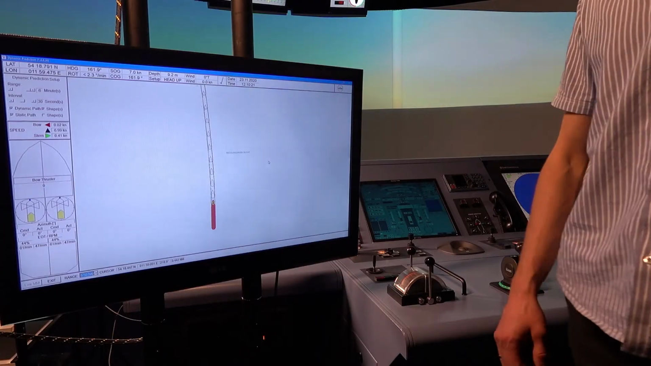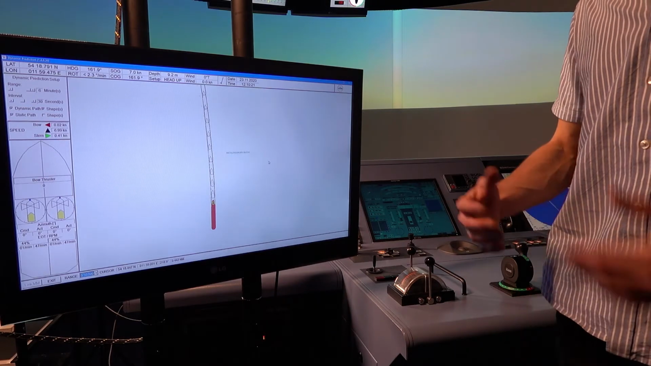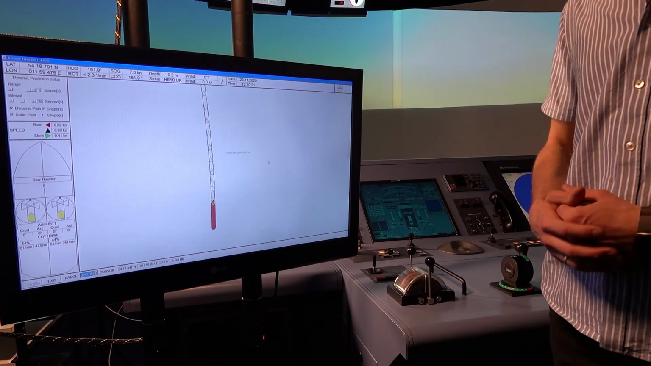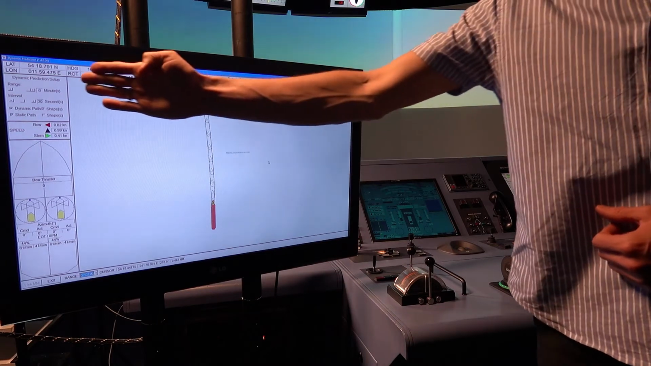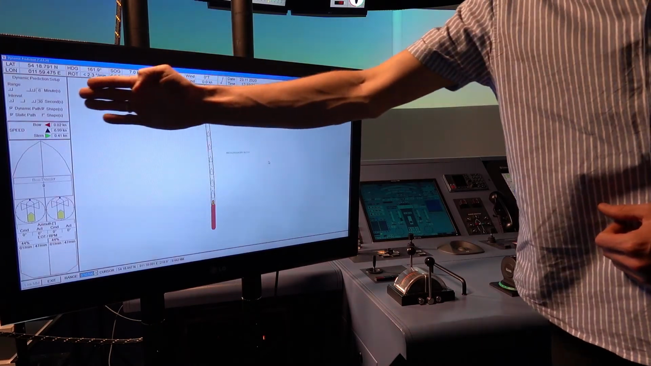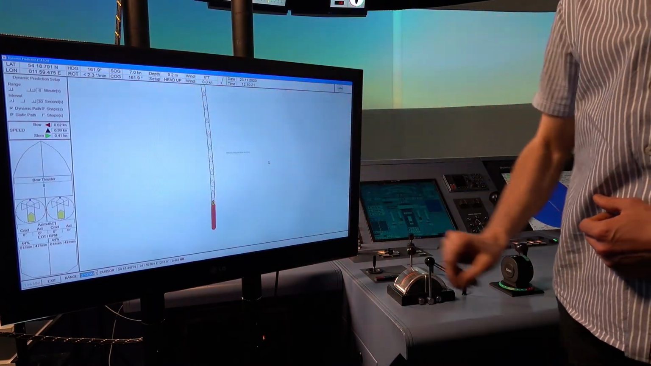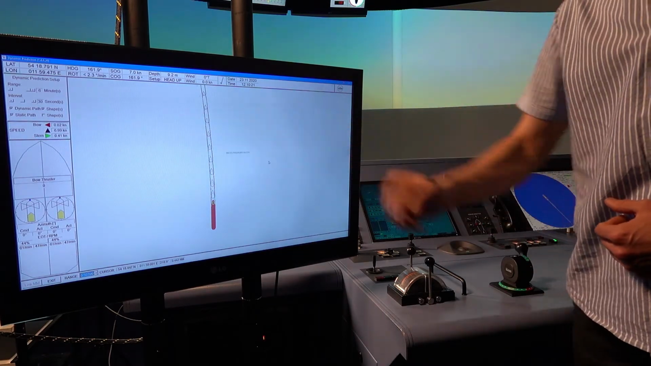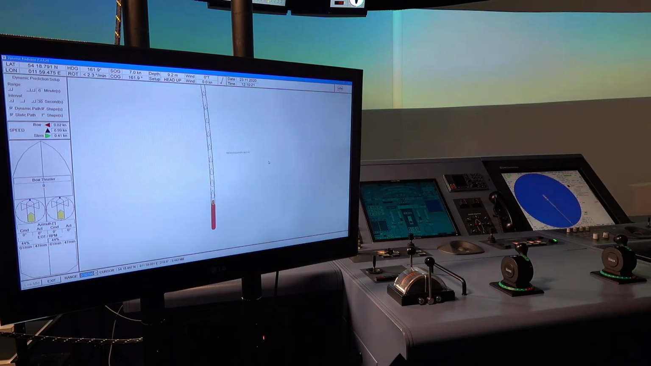Okay, we want to discuss various possibilities to change or maintain control of the speed. The prediction is still set up with 6 minutes ahead and 30 seconds between the ship shapes. At the moment, the ship sails at 7 knots, both pods ahead with 40% on the telegraphs.